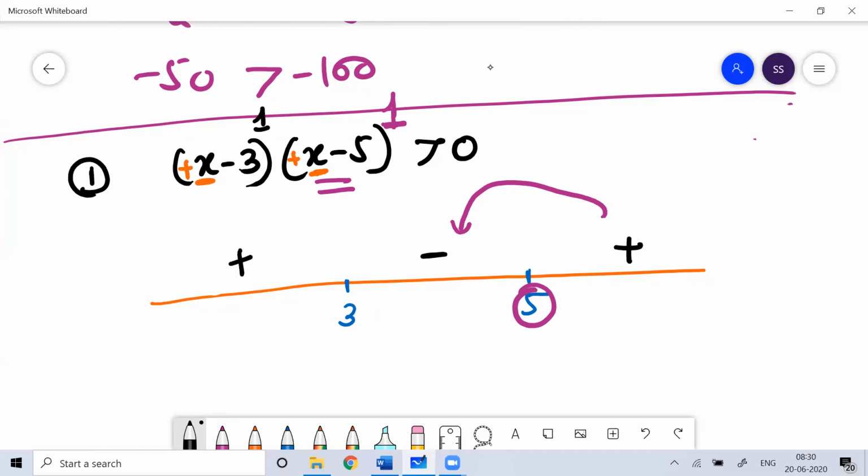So this way, you can do it much faster. You don't have to spend time solving the question. You can do it much faster if you work this way.